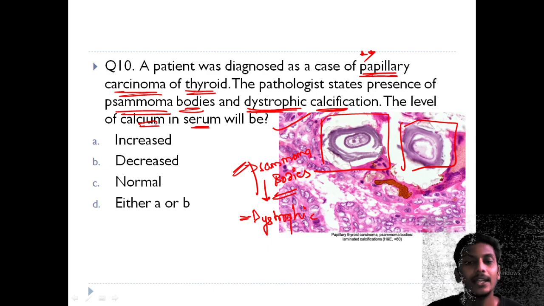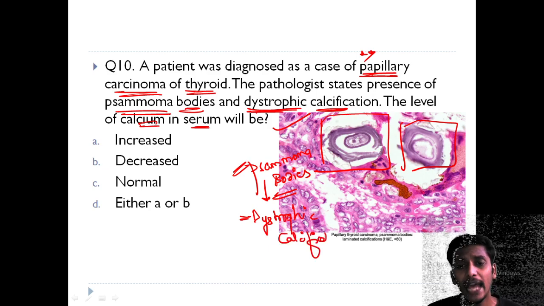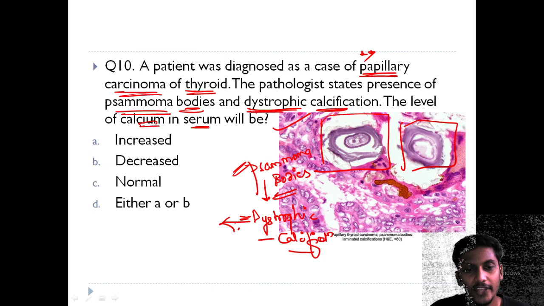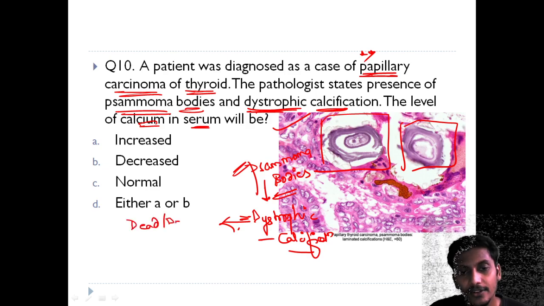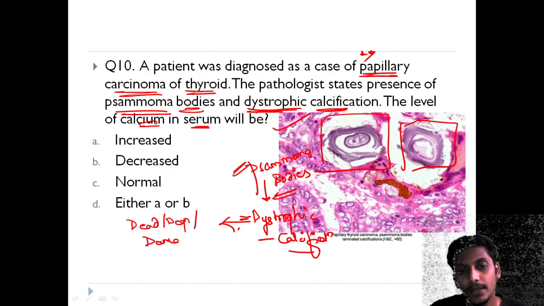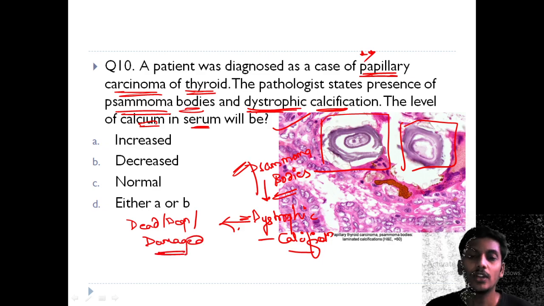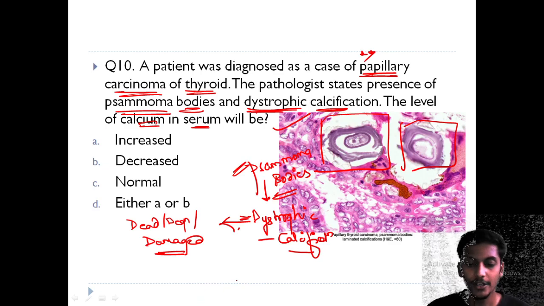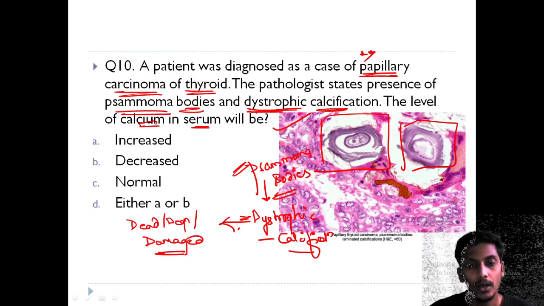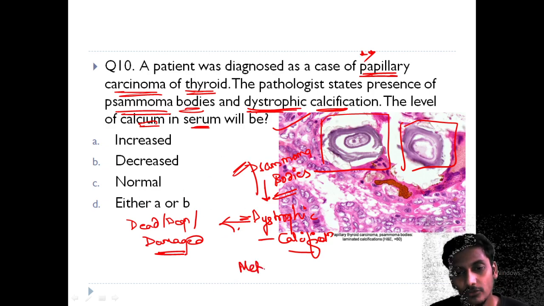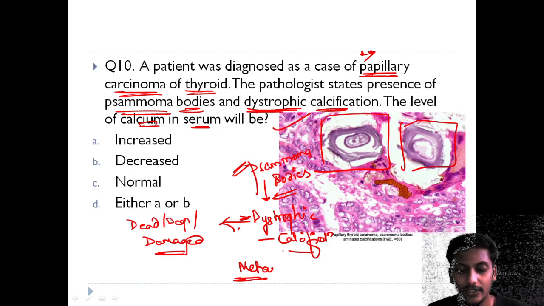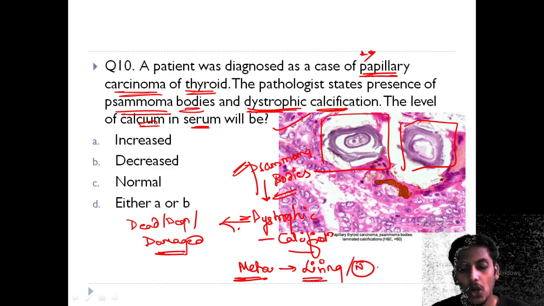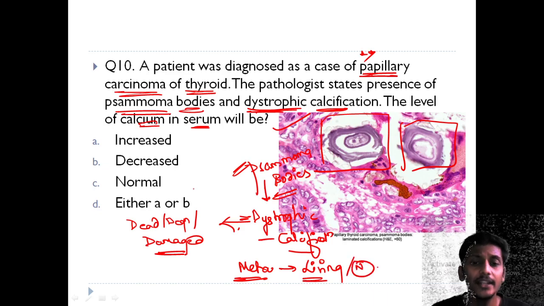Now let's see what happens in cases of dystrophic calcification. Please remember guys, D for dystrophic calcification and D for dead, degenerated or damaged tissues. Dystrophic calcification occurs in dead, degenerated or damaged tissues. Important point, please remember this. Then next one, metastatic calcification: where does it occur? Metastatic calcification usually occurs in living and normal tissues of the body. Please remember this.